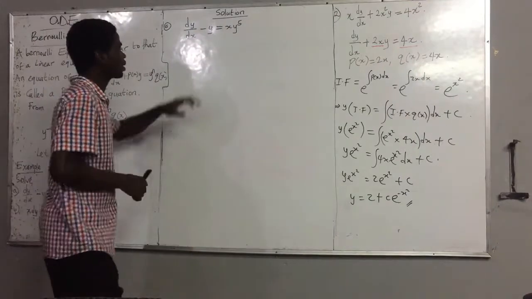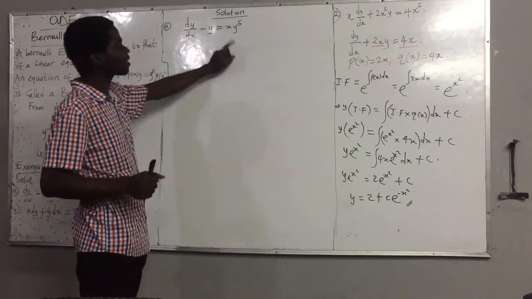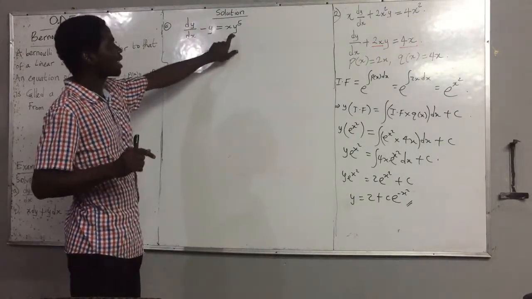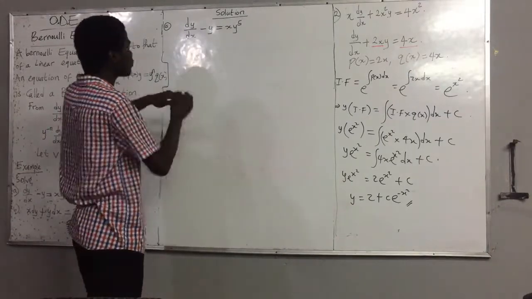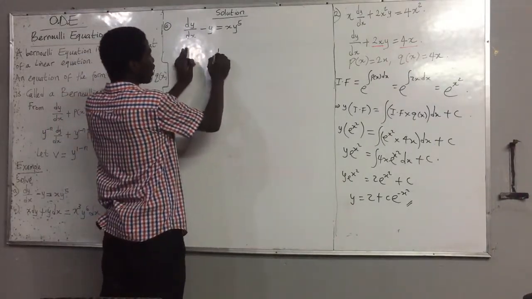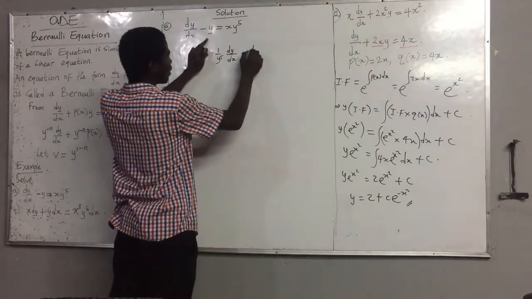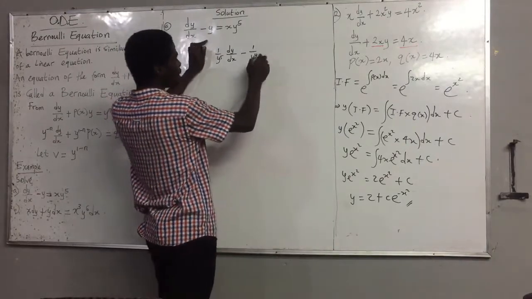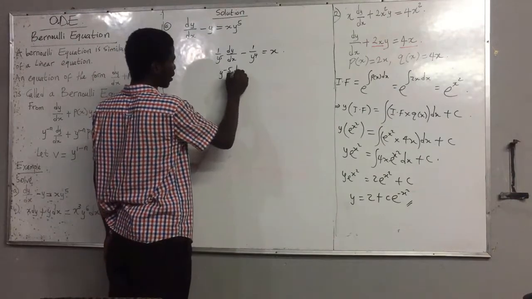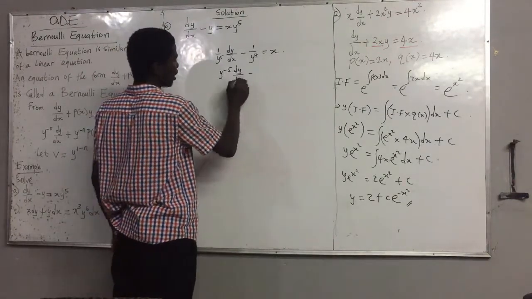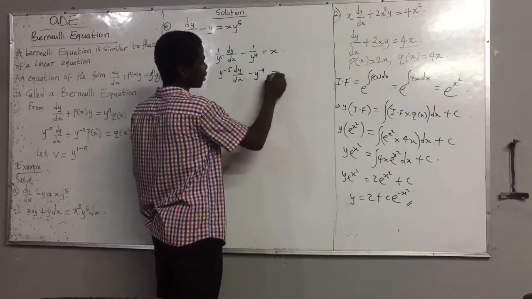Look at the first equation: y ds minus y equals x y raised to power 5. The first thing, as I said earlier, is to divide through by y raised to power 5. What do you have? 1 over y raised to power 5 dy ds minus 1 over y raised to power 4, because one of the y would have cancelled, equals x. Another way of writing it: y raised to power minus 5 dy ds minus y raised to power minus 4 equals x.